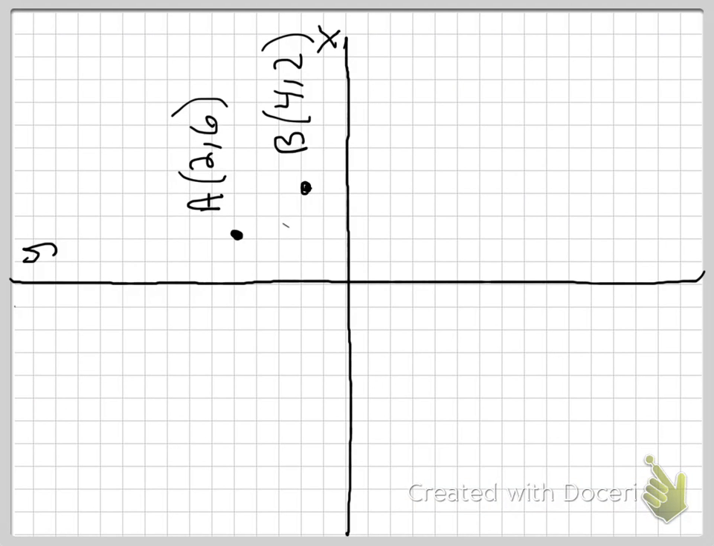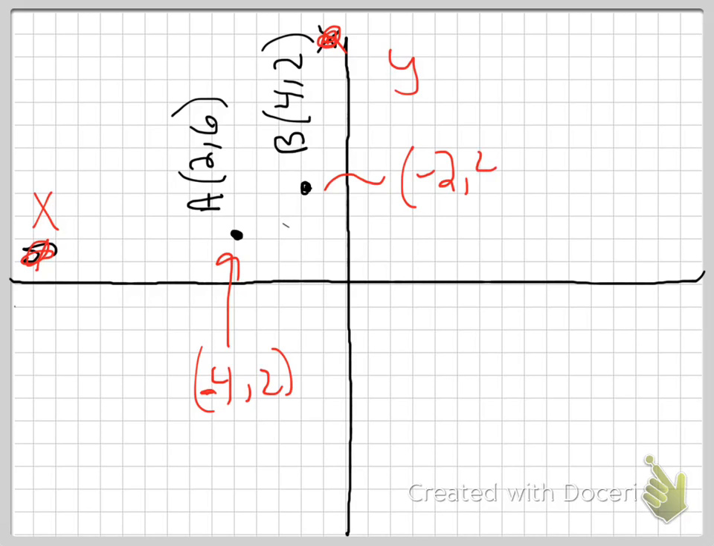Okay, now pretend that the up and down axis, instead of being the y, is going to be your new x, and the horizontal now becomes your new y. Okay, well this point A is to the left 4 and up 2. On our new grid, that would be the point negative 4, 2. And the point B is 2 to the left and up 4, so that is now the point negative 2, 4.